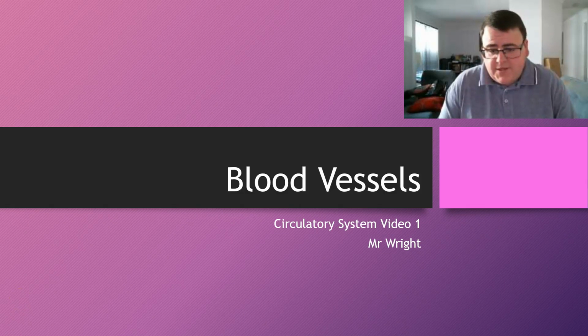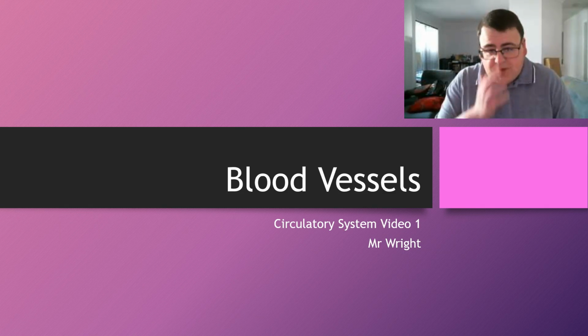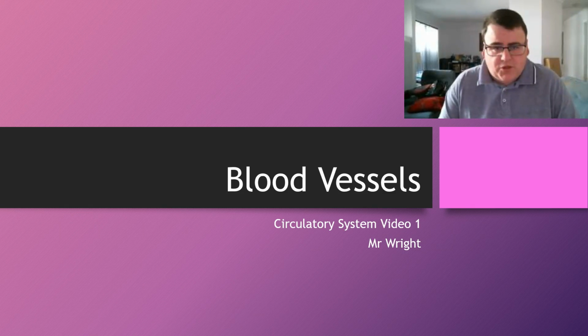Hi Year 11s, so this week we're going to be looking at the circulatory system. There's going to be 3 videos in the circulatory system. This is the first video, where we're just going to be looking at the different types of blood vessels. This completes the human anatomy side of organisms for Year 11 SACE. After this week we'll be moving to plants. So let's have a look.